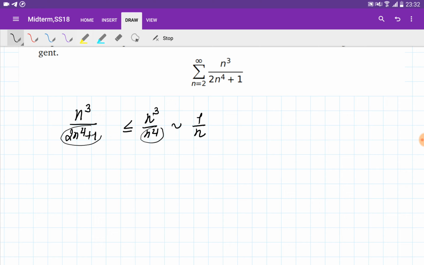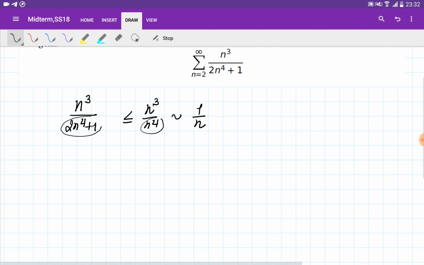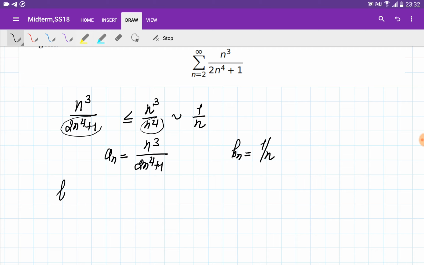Okay. Or actually, let's use the limit comparison test here. The limit comparison test tells me, if I'm given a series with the general term n cubed divided by 2n^4 plus 1, and I'm going to choose another one as 1 over n. So when we find the limit of a_n divided by b_n, if this limit exists, then both of the series are convergent or divergent at the same time, right?